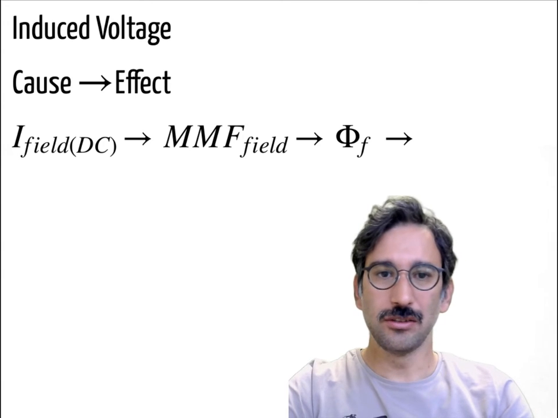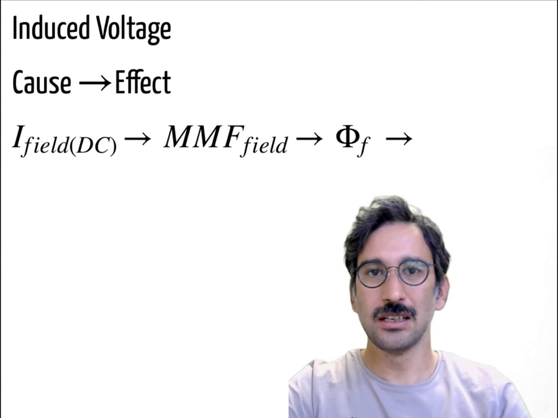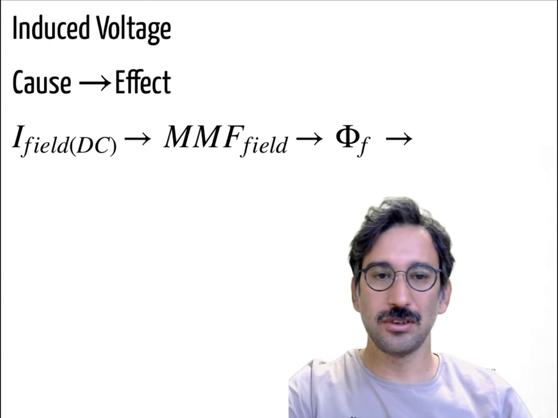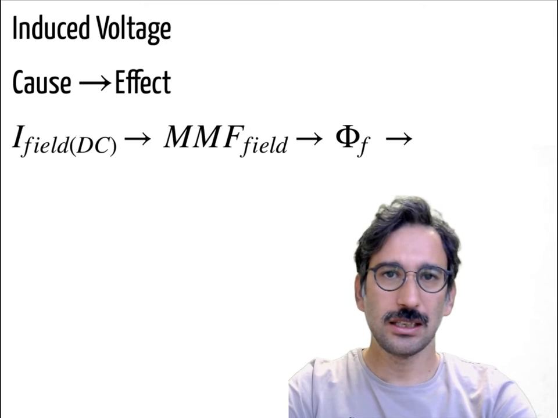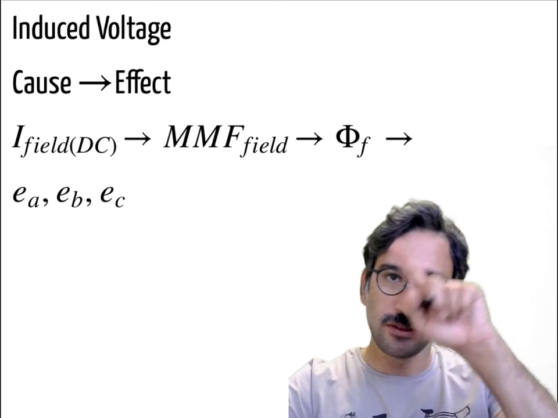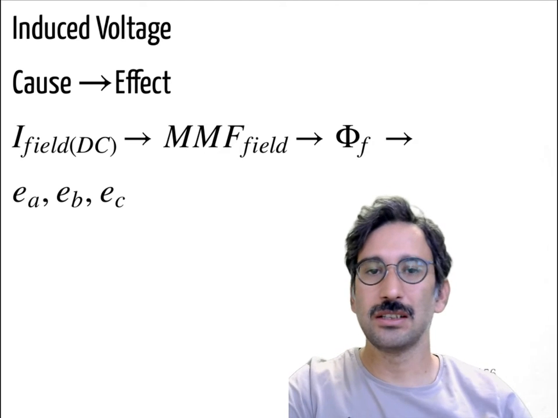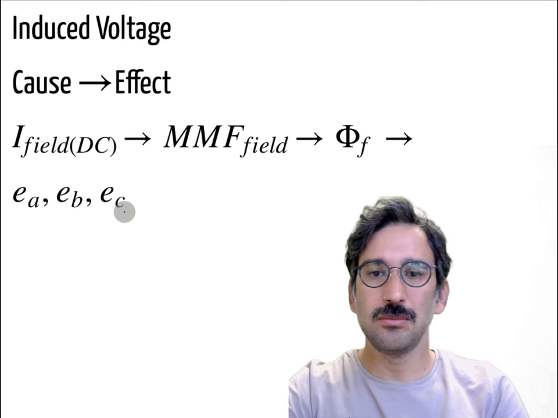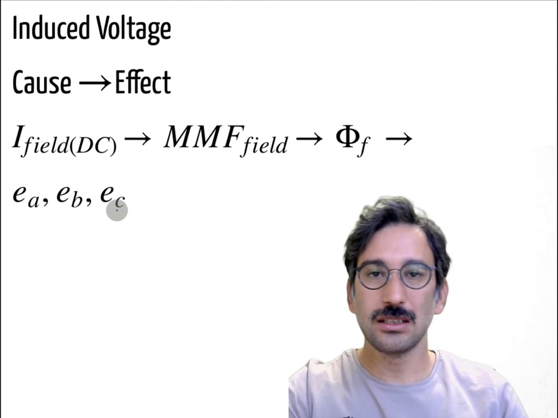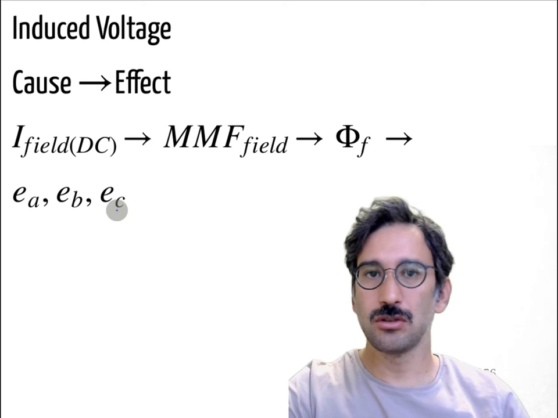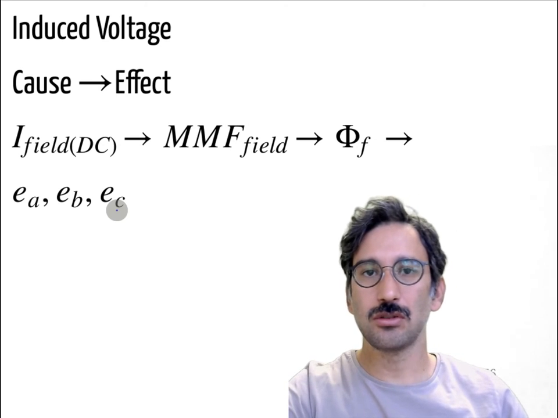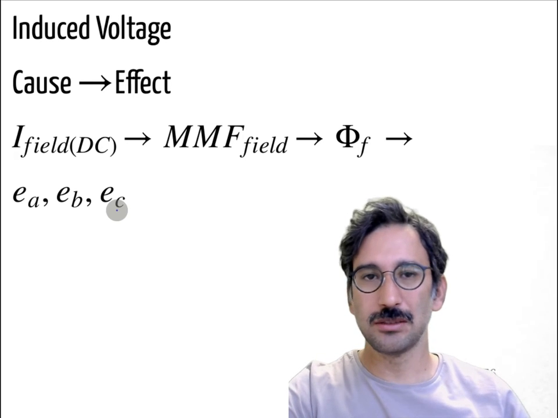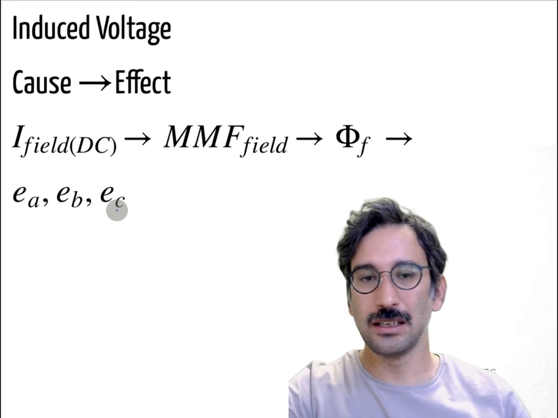That MMF actually creates some flux. Remember, MMF is equal to flux times reluctance. That total flux, while it's rotating, and we have three-phase windings in the stator, creates the induced voltages EA, EB, and EC. If you just leave your machine open circuited and connect an oscilloscope, there will be no stator currents, but again you will not be producing or utilizing any power.